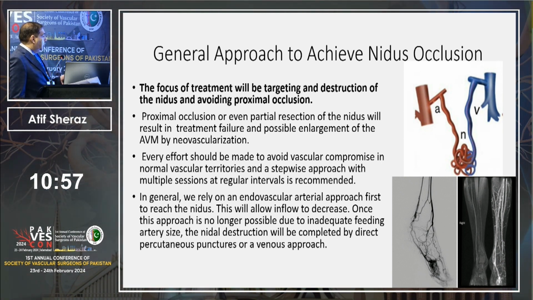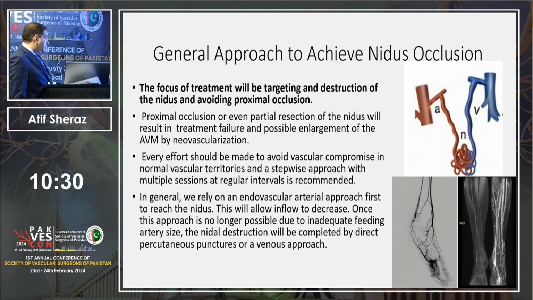Partial occlusion or even partial resection of the nidus will result in treatment failure and possible enlargement of the AVM by neovascularization. Every effort should be made to avoid vascular compromise in normal vascular territories, and a stepwise approach with multiple sessions at regular intervals is recommended. In general, we rely on an endovascular arterial approach first to reach the nidus. This will allow inflow to decrease.